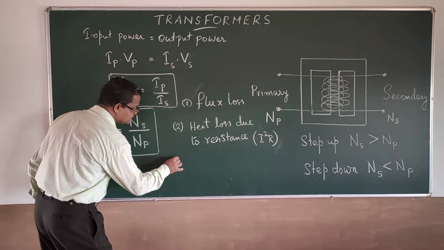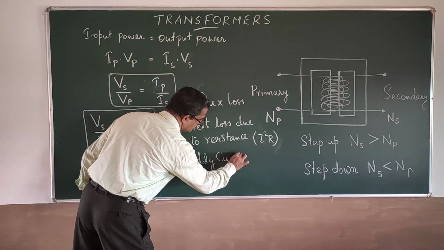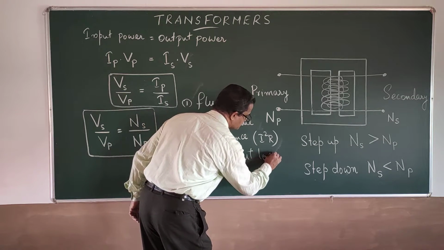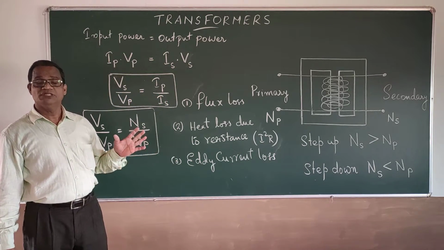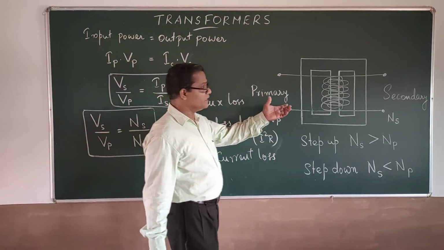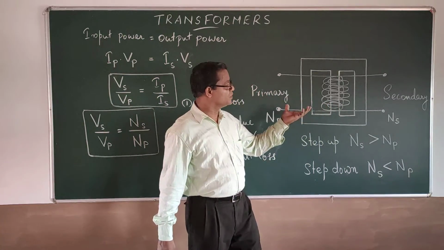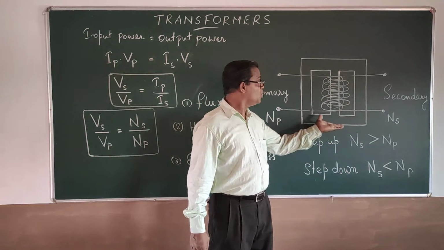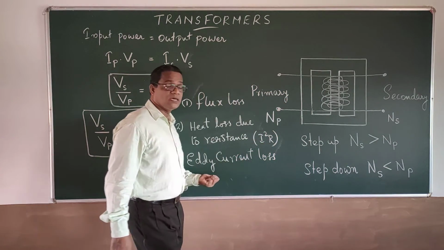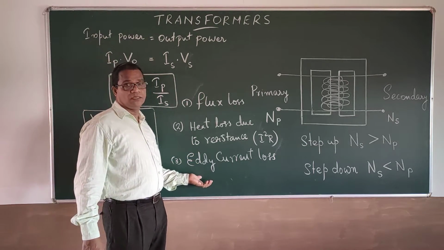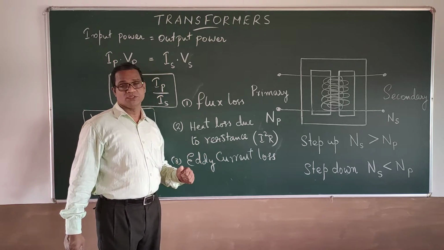Then the third one is eddy current loss. What is eddy current, we studied. Because the flux variation is taking place in a thick metallic core, in that thick metallic core eddy currents can be produced, and due to that eddy current there will be heating produced, and therefore eddy current loss is possible.